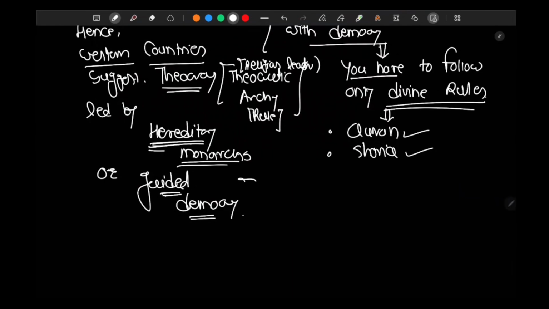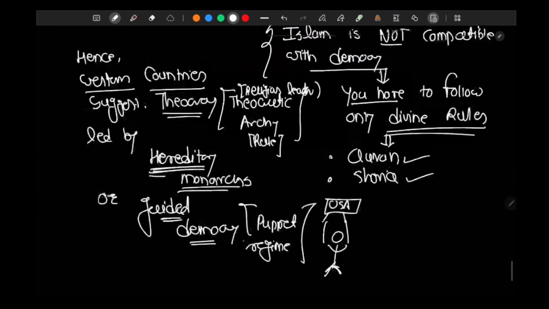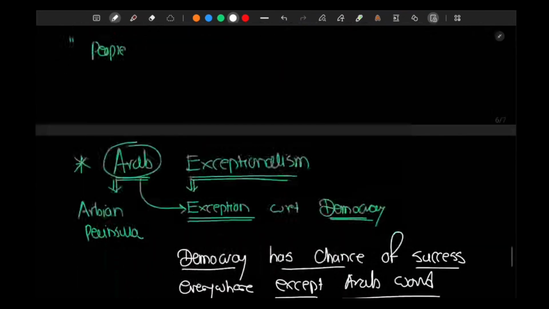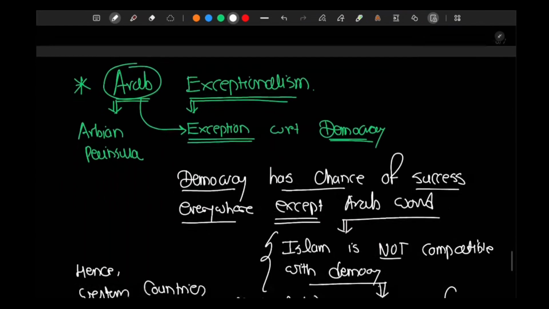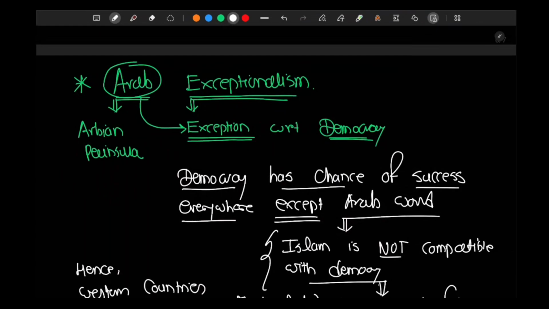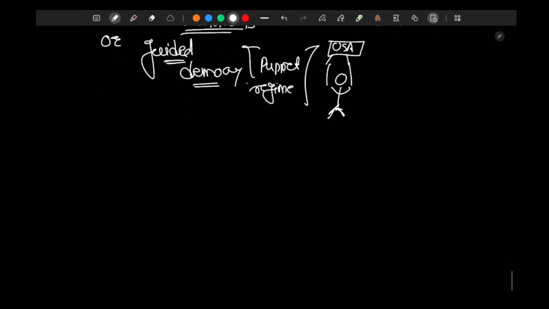Guided democracy is puppet regimes, right? There is going to be a puppet, the strings of which will be controlled by the USA. That is the idea. So, what do Western scholars say about Arab exceptionalism? What is Arab exceptionalism? Basically, it is saying that democracy has a chance of success everywhere except the Arab world. Why? Because Islam is not compatible with democracy, and what we need is theocracy led by hereditary monarchy or guided democracies or puppet regimes, right?